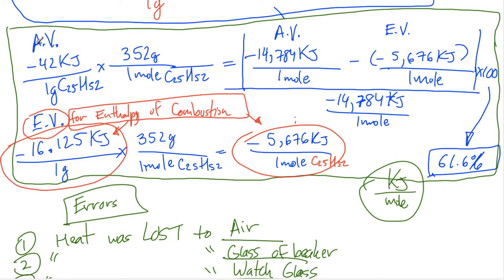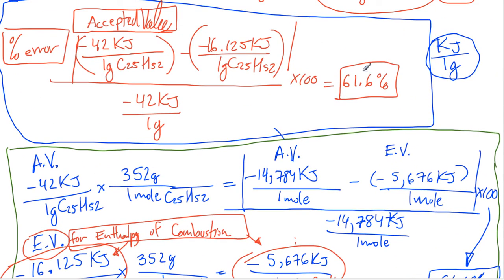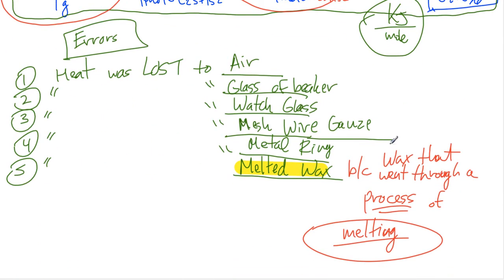What you did was you compared it to the actual value that you found on the internet. You found that you had a really big error. You had 61% error for both, 61.6% error for both kilojoules per gram and kilojoules per mole. Why? It's because we lost so much heat to the air, to the glass, all these things, and also to the melted wax, because the melted wax went through a process.